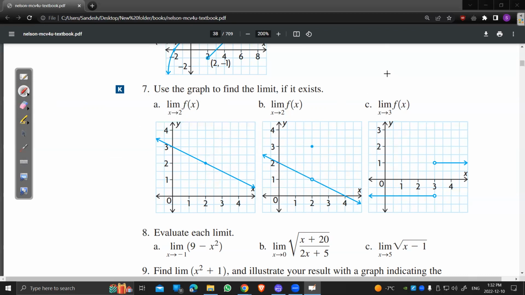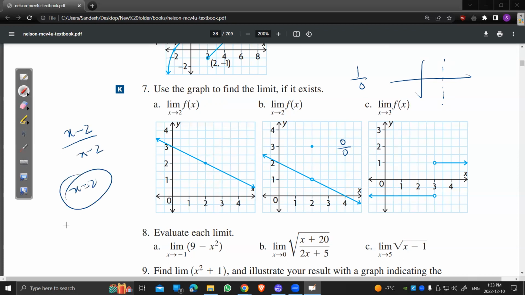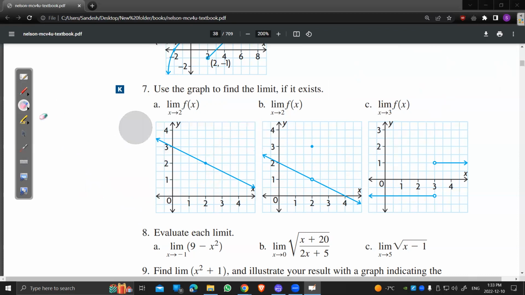Like when you have something over a 0, you get an asymptote, like an invisible wall. A hole in the graph is when you have a 0 over a 0. For example, this graph, x minus 2 over x minus 2, when x is 2, there's going to be a hole in the graph, because when x is 2, you get a 0 over a 0. The graph of which looks like this. So a hole in the graph usually means there's a 0 over a 0 situation happening.